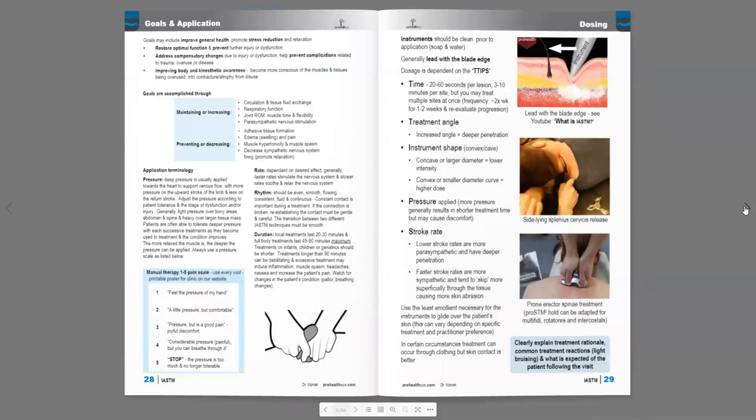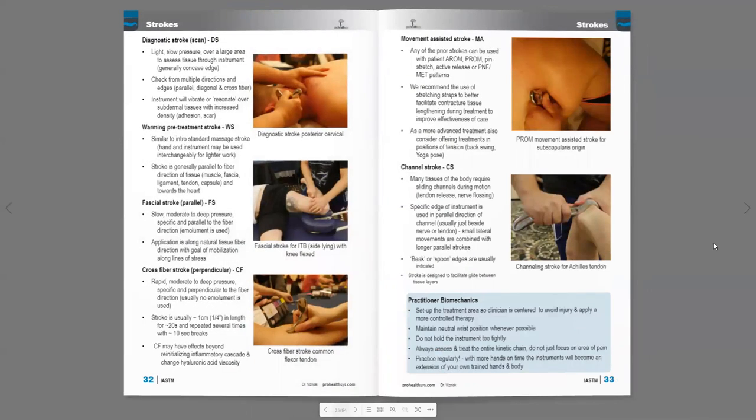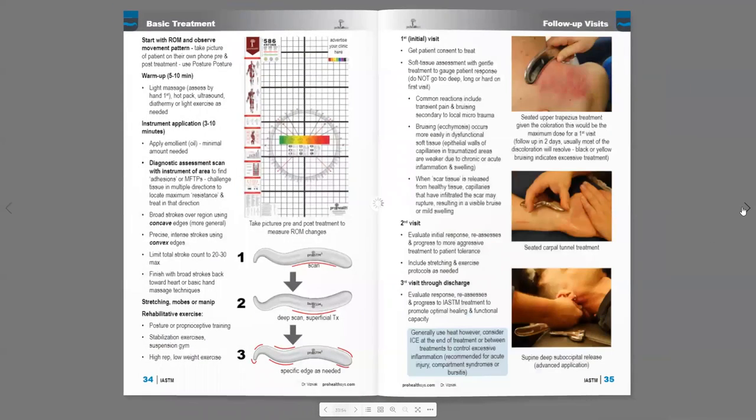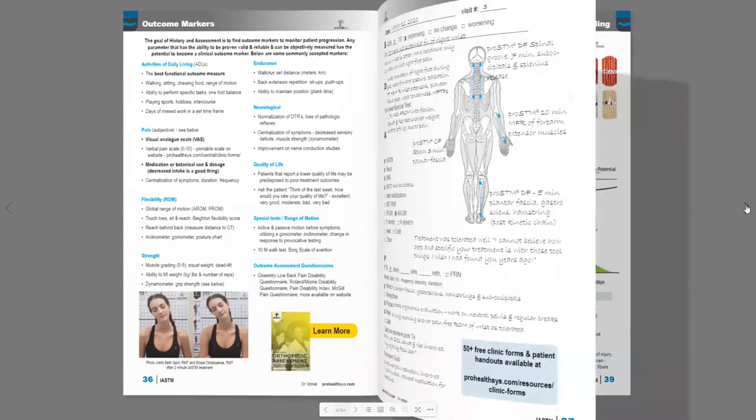Next thing, we talk about goals and applications, some setup with it. Then we go into the specifics of how you would actually use the instruments. Then we talk about the different strokes that you can use and then fade into what a basic treatment might look like using outcome measures and making sure to have informed consent through that entire process. Some of the outcome markers you might actually use and then the charting that you might do for that patient as well, or client, on that treatment.